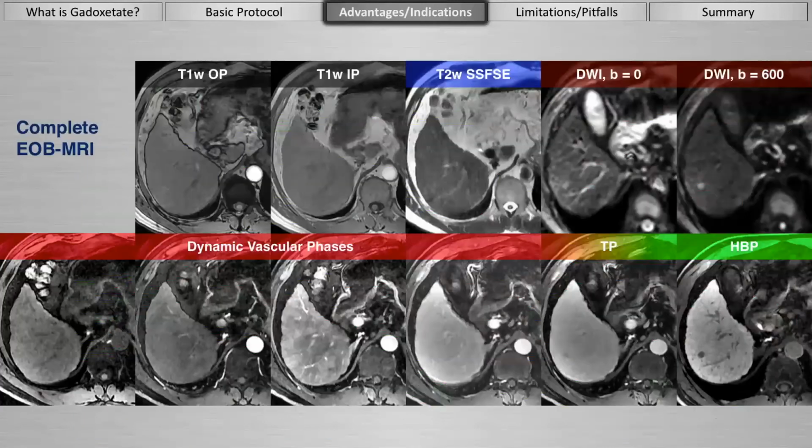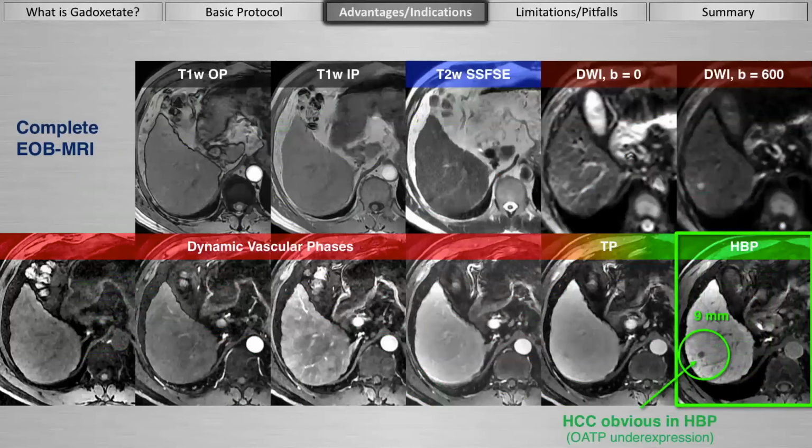And so here's an example of a patient with a cancer. This is an MRI with gadoxetate disodium. And I want to draw your attention to the hepatobiliary phase. And can everyone appreciate that there's a 9-millimeter nodule in this liver? This ends up being an HCC, and this HCC is obvious due to OATP underexpression.